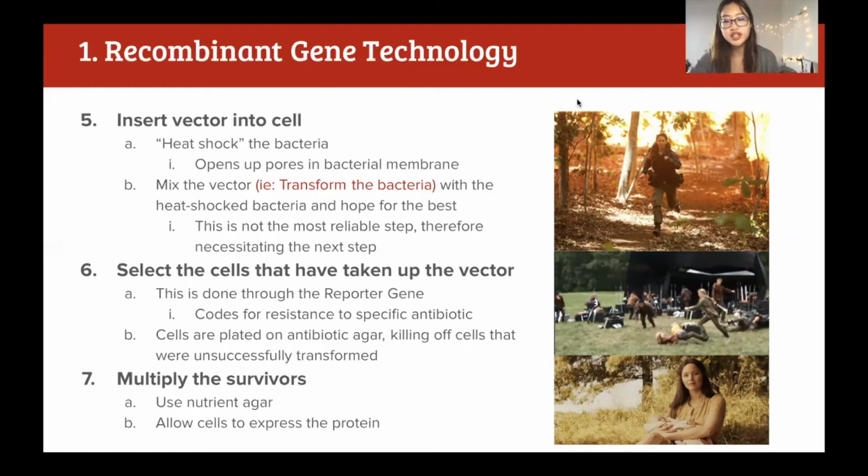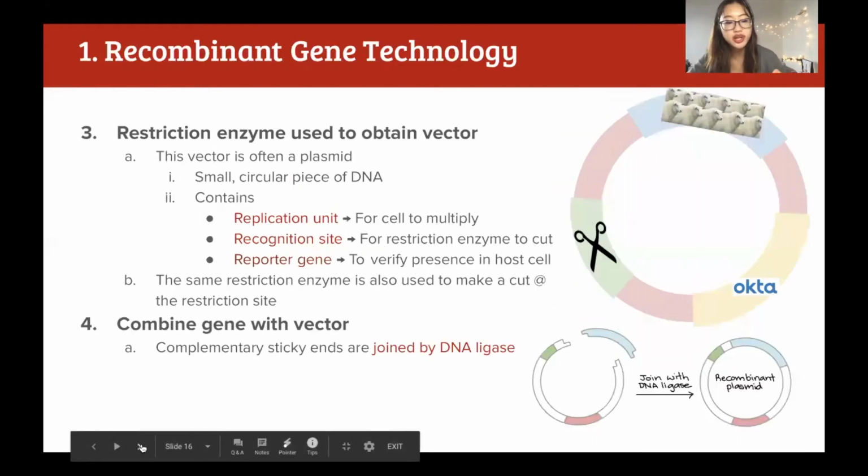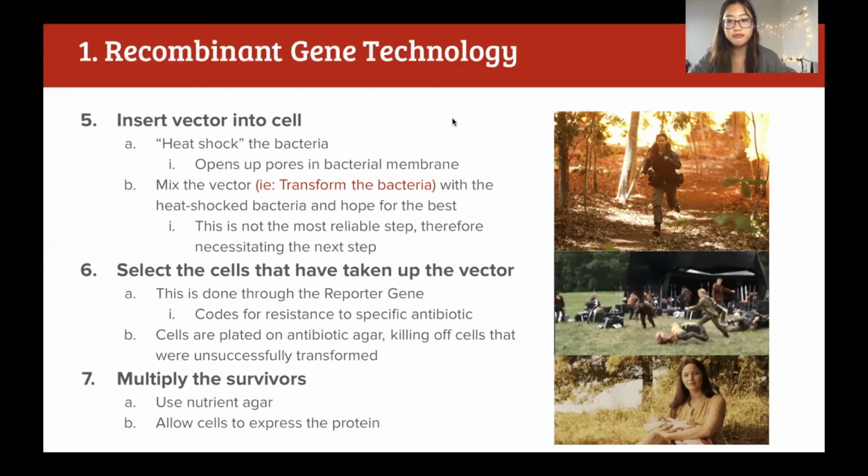As you can imagine, again, this is not very reliable because all you're doing is taking very hot bacteria, mixing some of the gene of interest in, mixing some of the recombinant vectors in, kind of giving it a shake and then hoping for the best. Not all of the bacteria will have taken up your recombinant vector. Some of them may have 2, some of them may have 0. So after these 2 steps, step 4 and step 5, which are not the most reliable, they work on a hope for the best kind of basis.